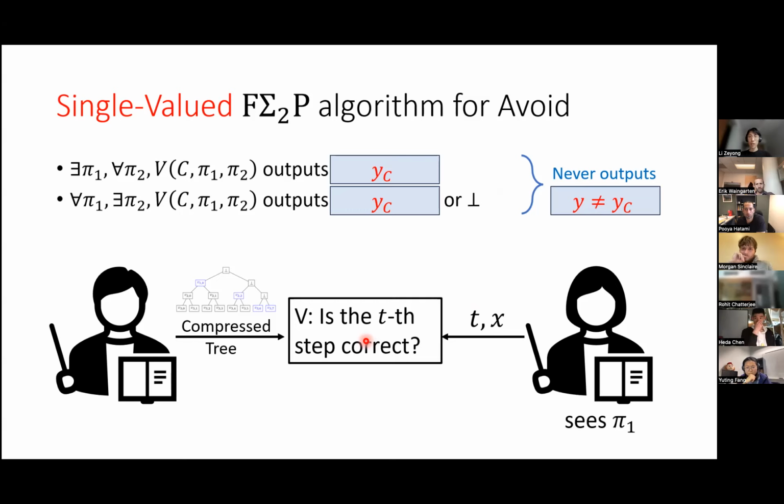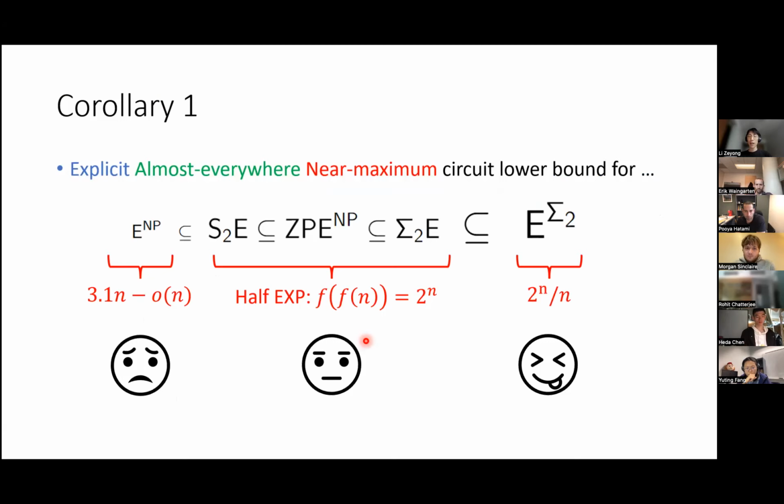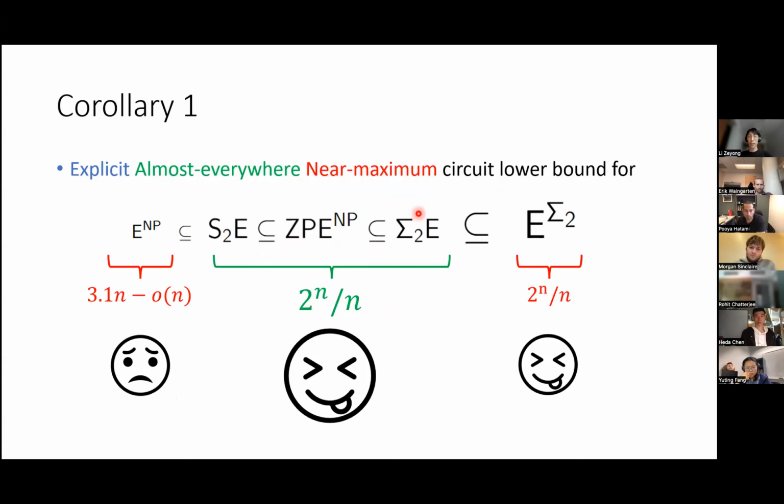Okay. So now let me try to conclude with a few corollaries. We have shown that we can have explicit almost-everywhere near-maximum circuit lower bounds. This is the picture from before. And now, because of our results, for all the classes in the middle, we can also obtain 2^n/n circuit lower bounds. And I turn the neutral face into a happy face.